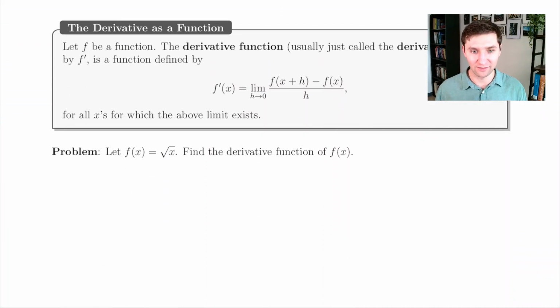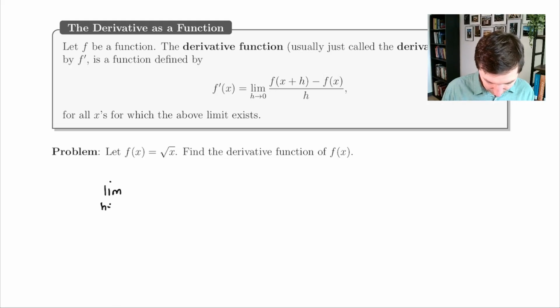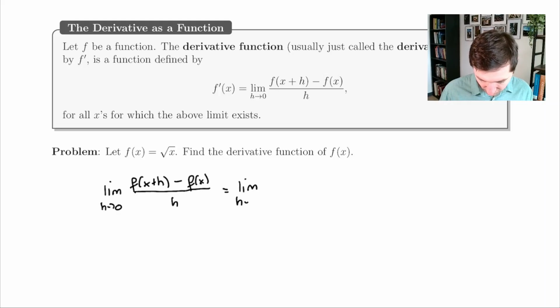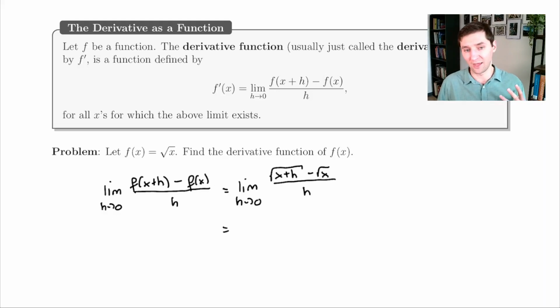Let's now try to find the derivative function of the function square root of x. I start by using the limit definition. The limit, as h goes to 0, of f of x plus h minus f of x divided by h. This gives me the limit, as h goes to 0, plug in the inputs into the formula, so I get square root of x plus h minus square root of x divided by h. Note that I can't simply plug in h equal to 0, because then I get 0 divided by 0.